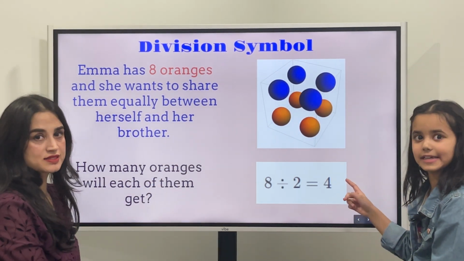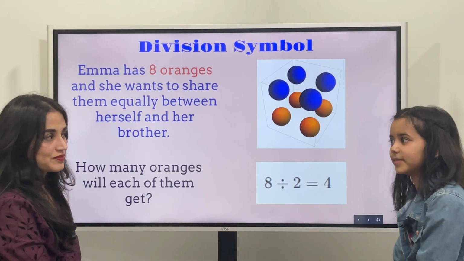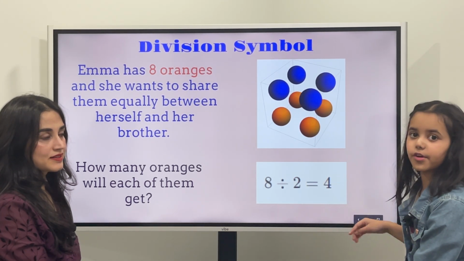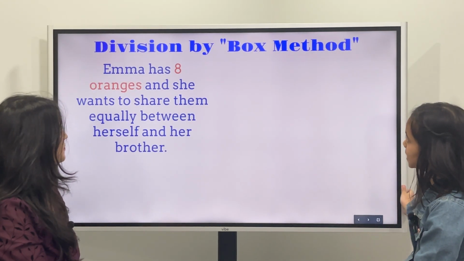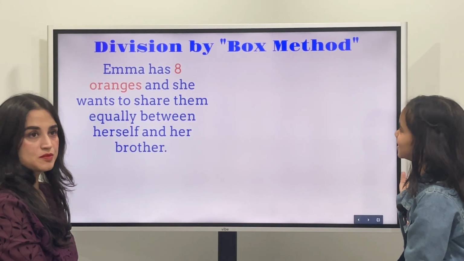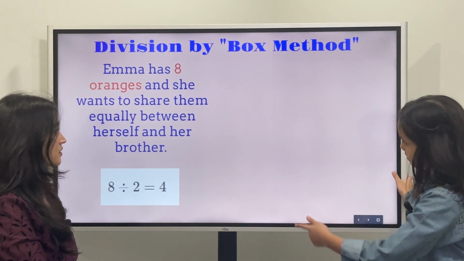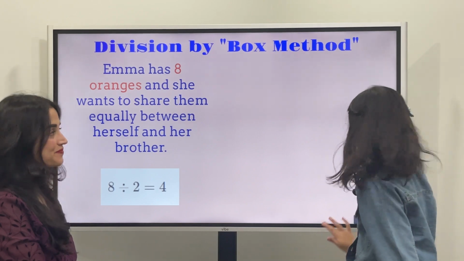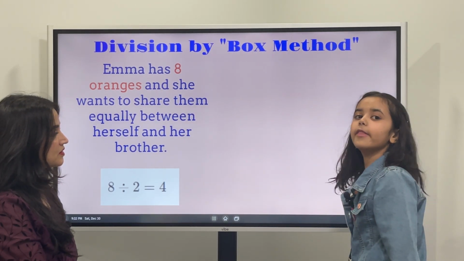This would be easier in the box method. There's something called the box method, and I will explain what these are. So here comes the box method now. So how can we do it in the box method? I know how we could do it.